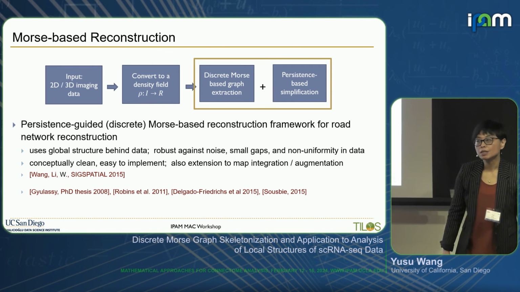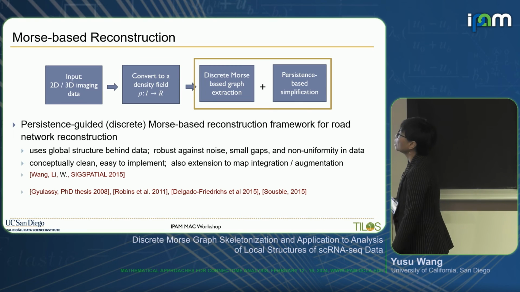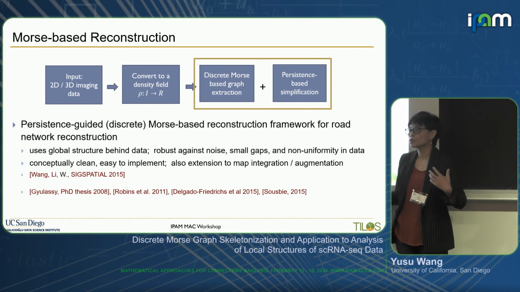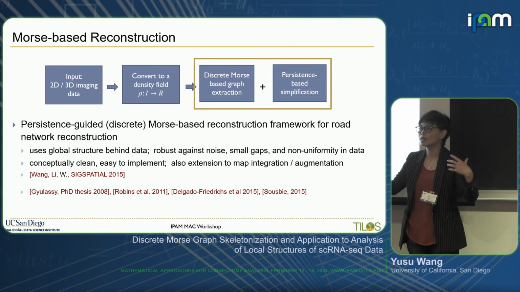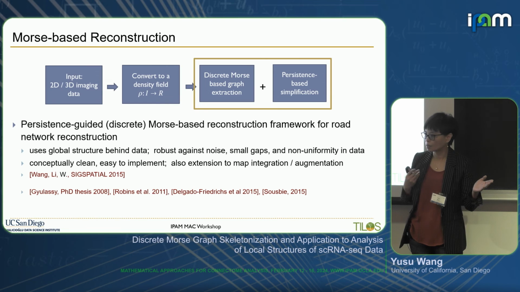So the idea I'm going to describe here essentially puts two topological ideas together. Number one, from discrete Morse theory, I'm going to use the global information of your density field to help me infer the hidden graph. The advantage is that because you rely on global structure, this helps you get over those weak signals and also sometimes gaps inside your signal.